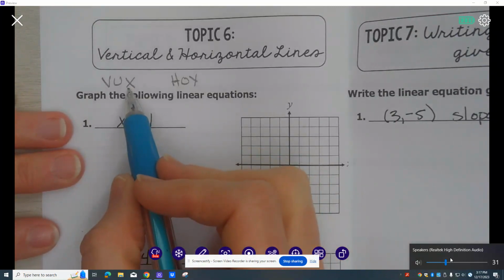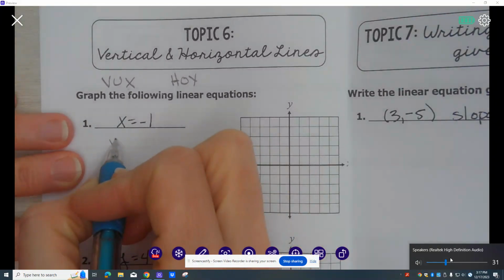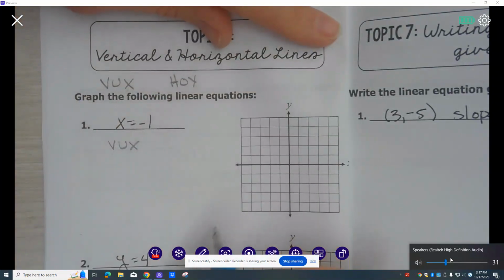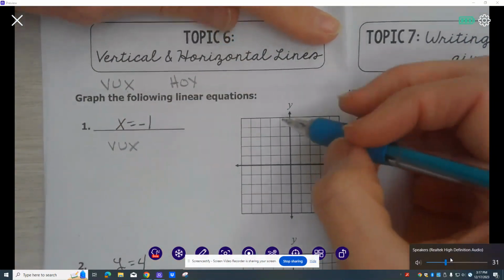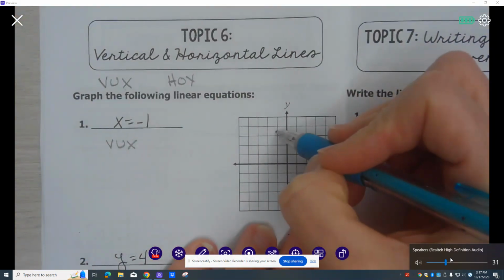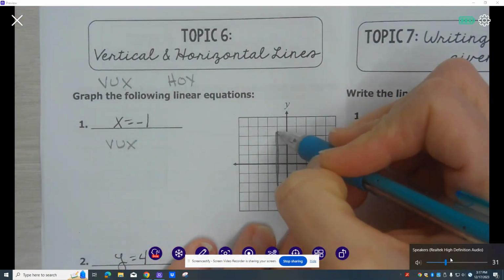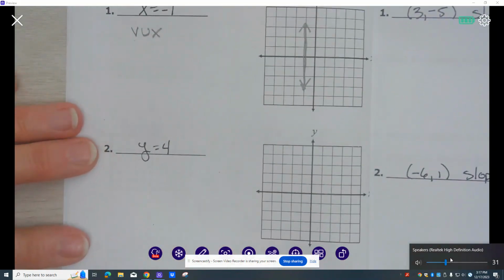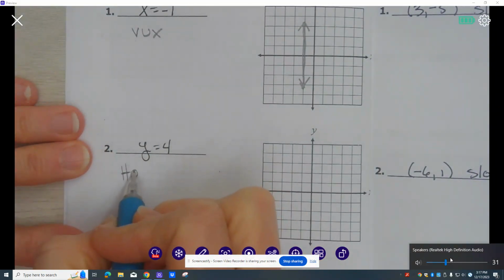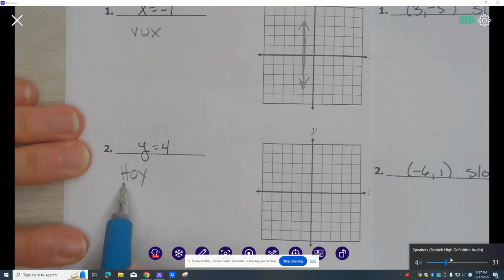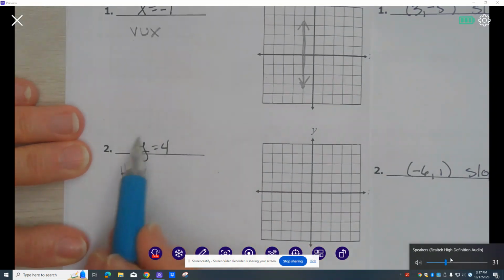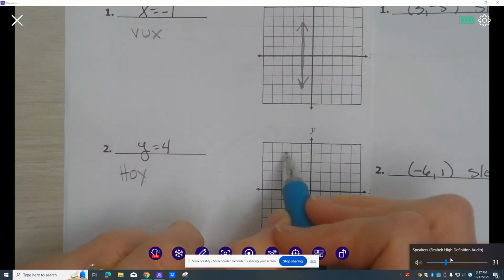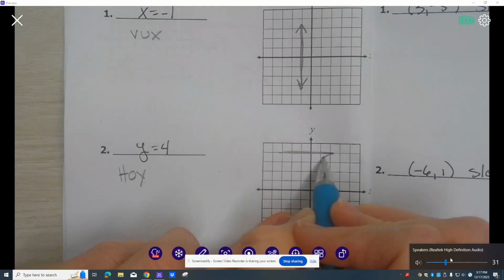So this is a vux because it has an x, which means it's a vertical line. That's what the V stands for, and the slope is undefined. So we want to do a vertical line that goes through x equals -1, which would be that one right there. And then a hoy, it's got a y, which means it'll be a horizontal line. The equation will be y equals, like we have right here. So we just need to put a horizontal line through y equals 4, which would be right here.